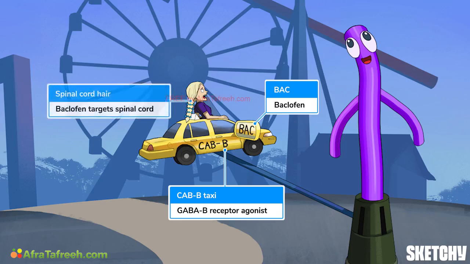Now, since baclofen causes hyperpolarization of neurons in the spinal cord, we gave this rider a ponytail that kind of looks like a spinal cord. Baclofen is typically given to patients with spinal cord injuries and spinal cord lesions, such as multiple sclerosis.